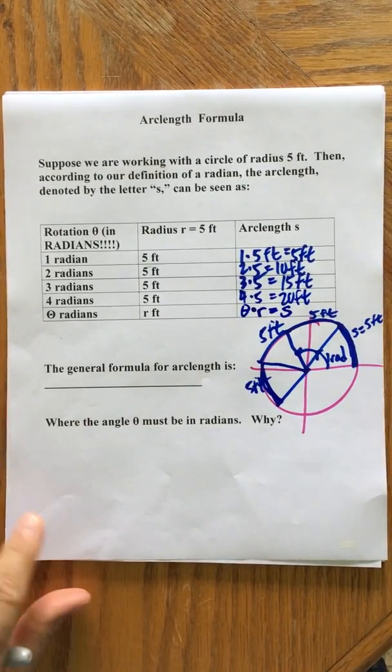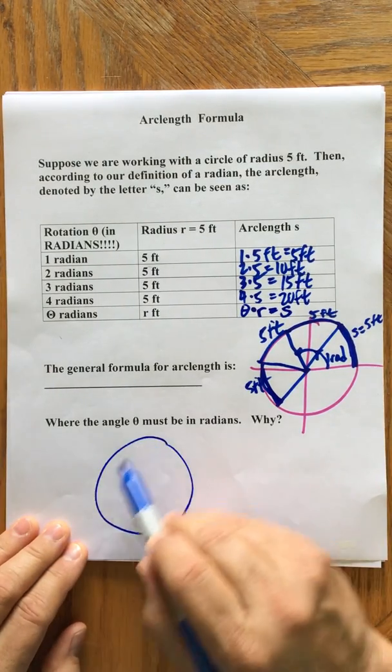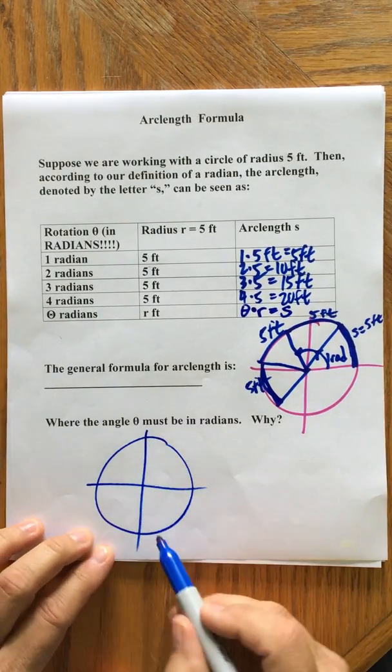Now, hopefully you can see why the angle has to be in radians. It really comes, of course, from the definition, but think of if you tried to do this in terms of degrees.